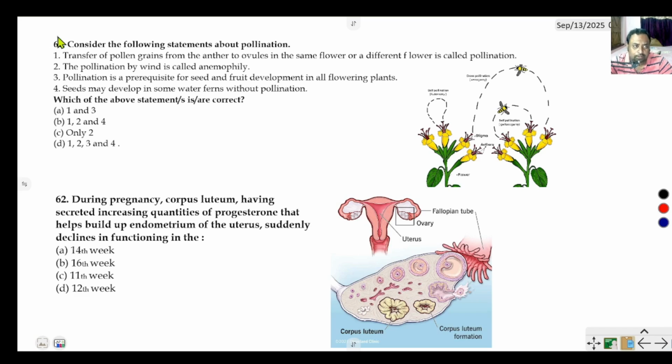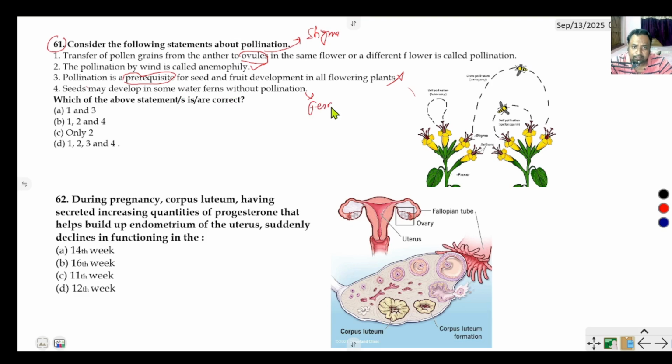Question number 61 says, consider the following statements about pollination. Pollination is the transfer of pollen from one flower or anther to the stigma of another flower. So transfer of pollen grain from anther to the stigma, not ovule, in the same or different flower is called pollination. Pollination by wind is called anemophilous, right? Pollination is a prerequisite for seed and fruit development in all flowering plants, not so, it is not a prerequisite. Seeds may develop in some water ferns without fertilization.